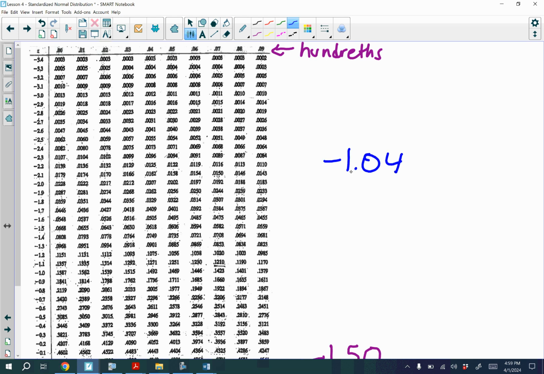So we're going to go to the negative 1.0. And then as stated, we have this 0.04. We want to find the intersection between these two. Remember, this really means negative 1.0 plus your 0.04. That's what it represents. So when we see that, we see this value of, it looks like 0.1492. So we're going to just write that down.